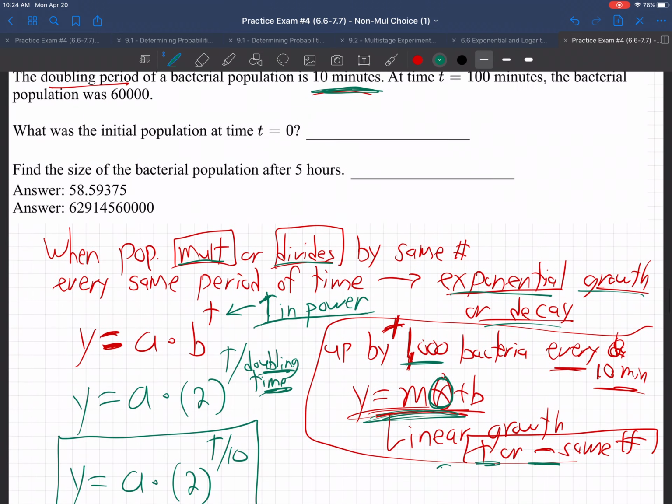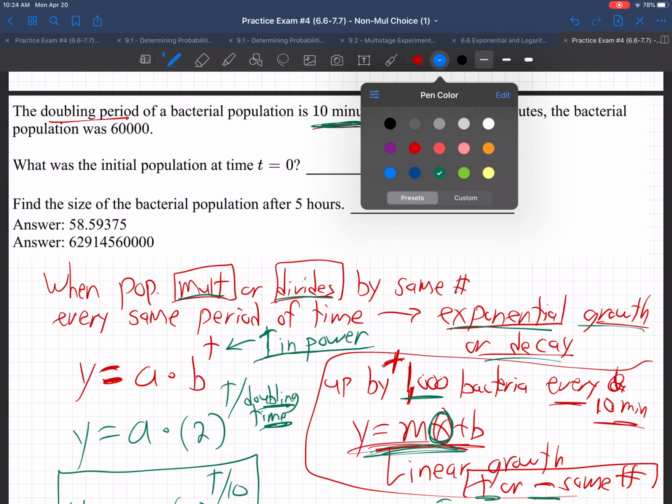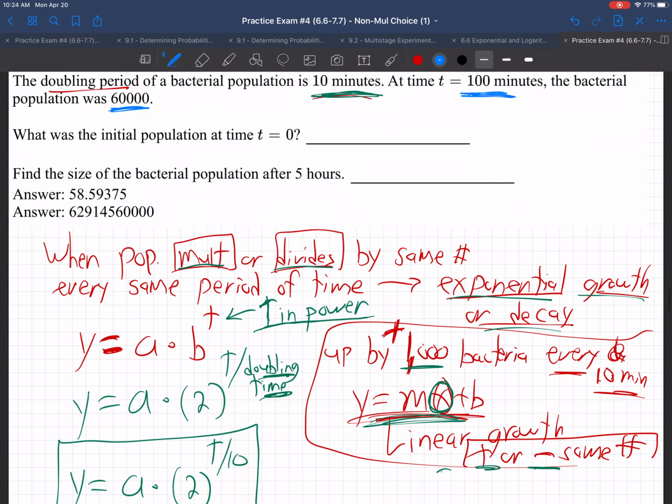Let's go forward now. The first thing we're going to need to do is take the first information they gave us. They told us that at 100 minutes, the population was 60,000. So let's plug in right here.